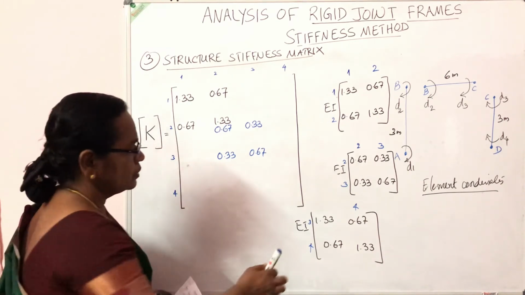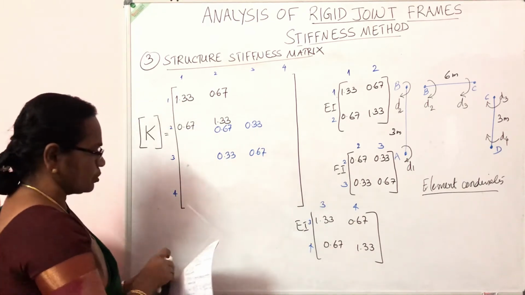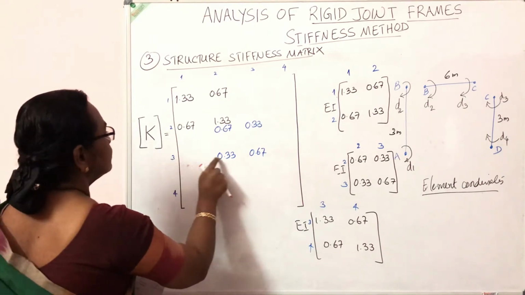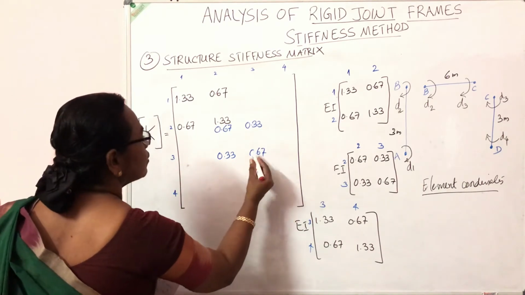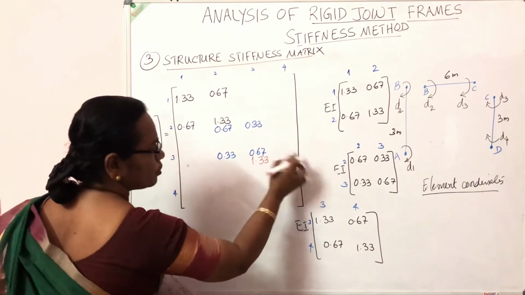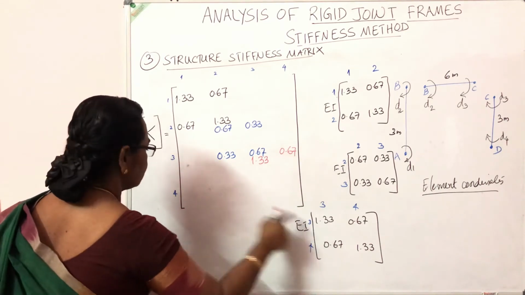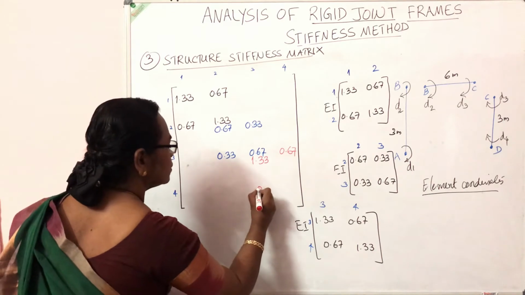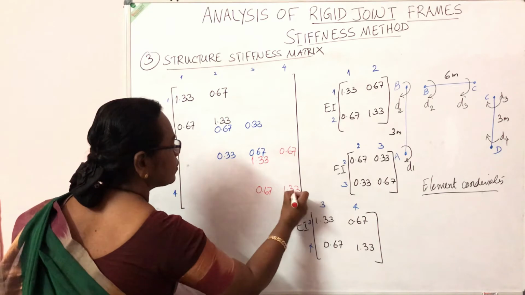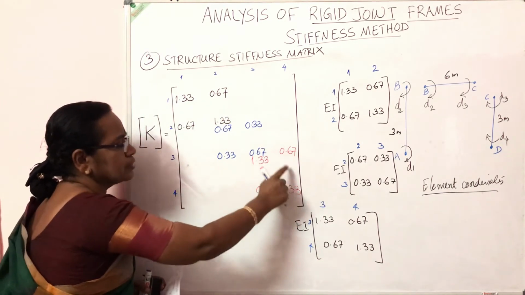Coming to the third element, it starts from location 3, 3. In the 3, 3 location we have to add 1.33. Then 3, 4, next to the right of it, it is 0.67. Then 4, 3, it is 0.67. And the 4, 4 location is 1.33. So I have shown this with different color pens: the first element black, then the second element posting, then the third element posting.